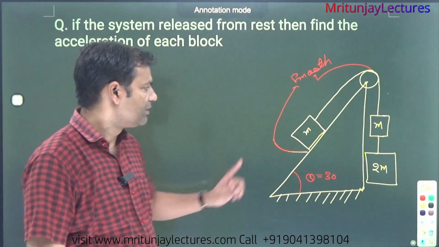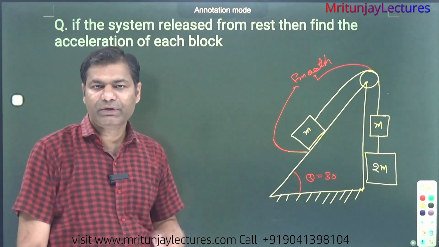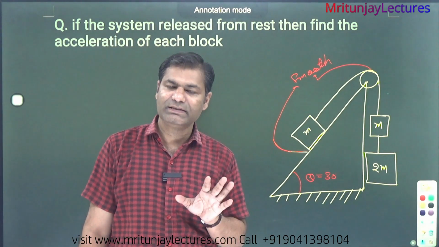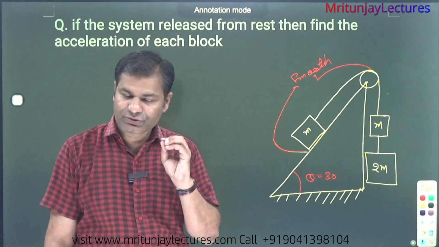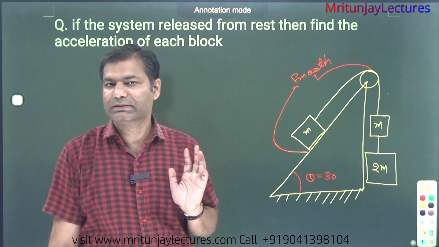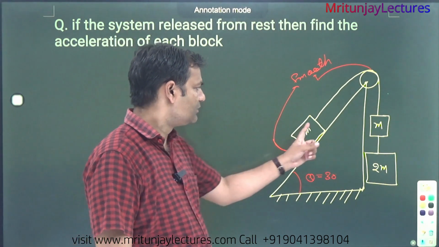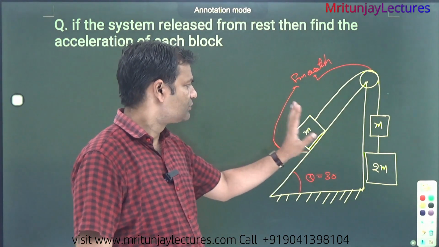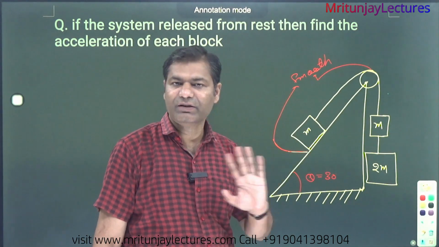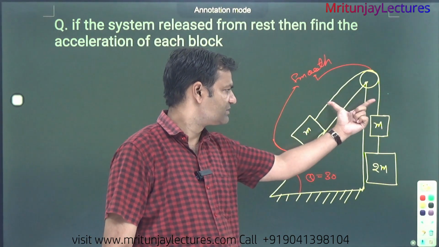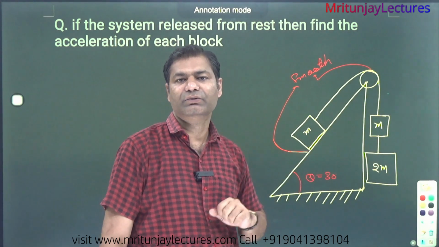First of all, what about the string? If a string is not mentioned, is it massless, or what about its mass? We always consider it massless. Now, next target: there are two strings. In both strings the tensions are different. If here in this string it is T1, then here it is T2.